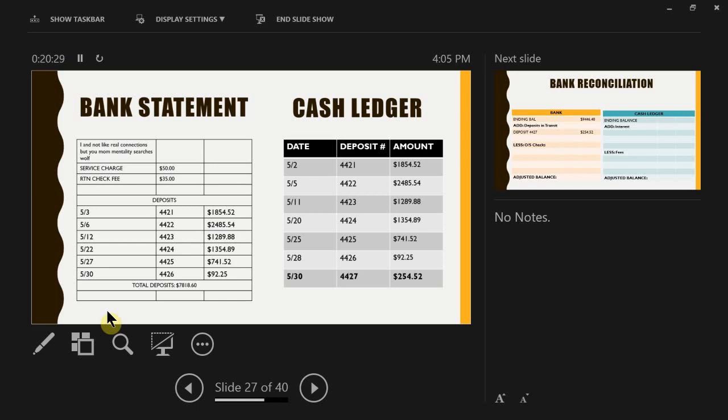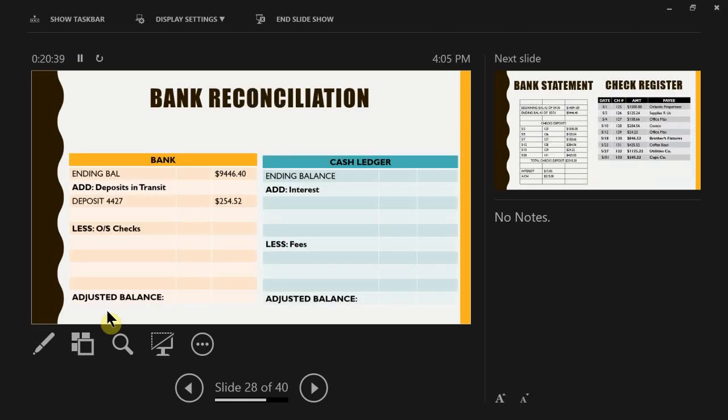So now I'm going to look at my deposit for 427. I deposited $254.52. So I'm going to go to my bank side and add that in there, because I know that this amount of money is going to eventually clear. So here I'm going to add that money to my ending balance.